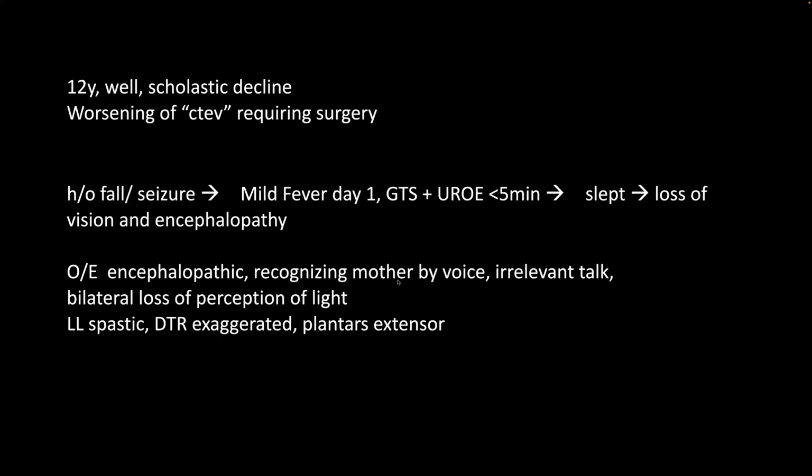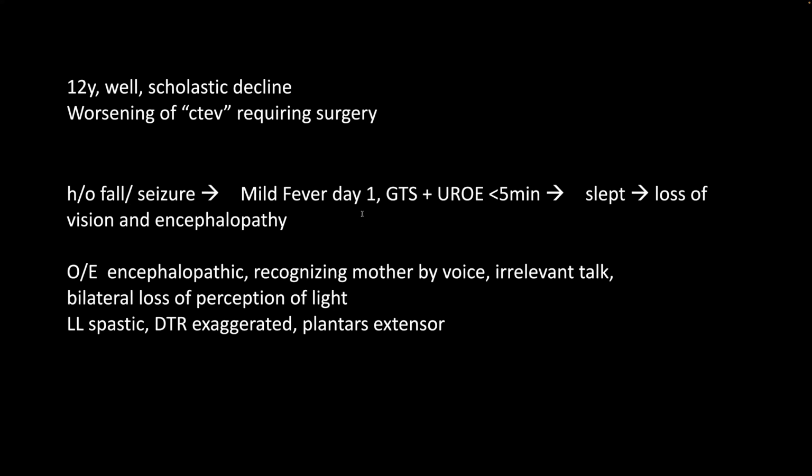After that, I think we had a follow-up. Yes. Then what the parents said is that the child gradually improved over the next 2-3 years, but he had some significant scholastic decline, and the CTEV part of his feet worsened, requiring surgery. And recently, at 12 years, he had a history of fall, or it could be a seizure again, unwitnessed.